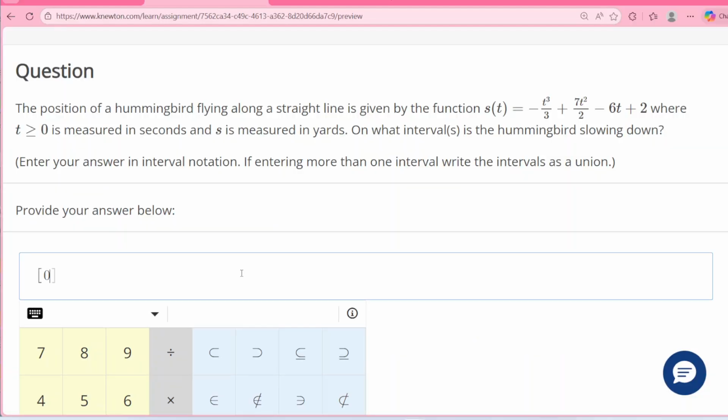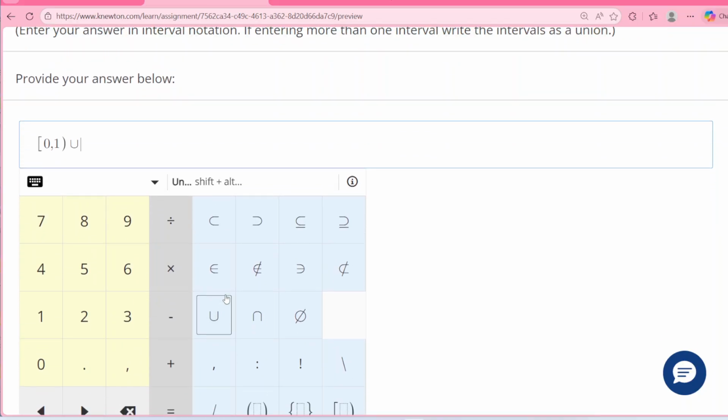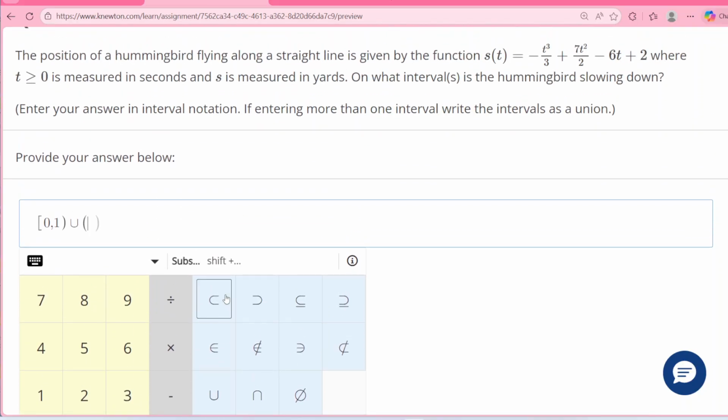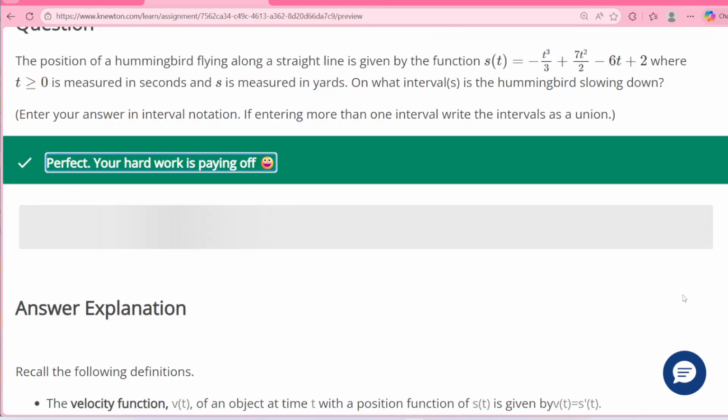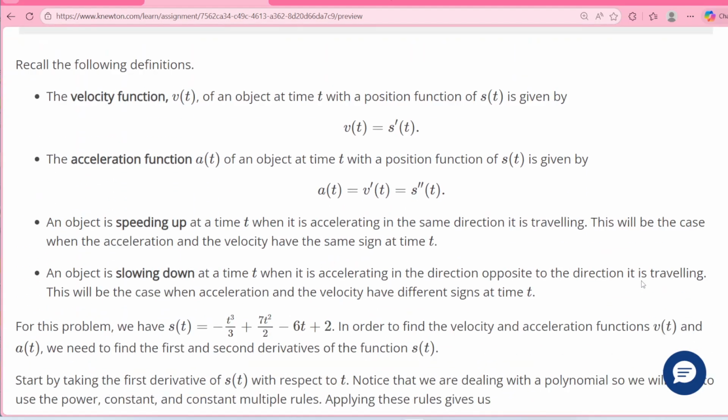So again, bracket 0, comma 1, parentheses. Then it says write it as a union again. So union. And then now you can put 3.5. I'll put the fraction though. 7/2, 3.5, comma 6, parentheses on all of them. Great.